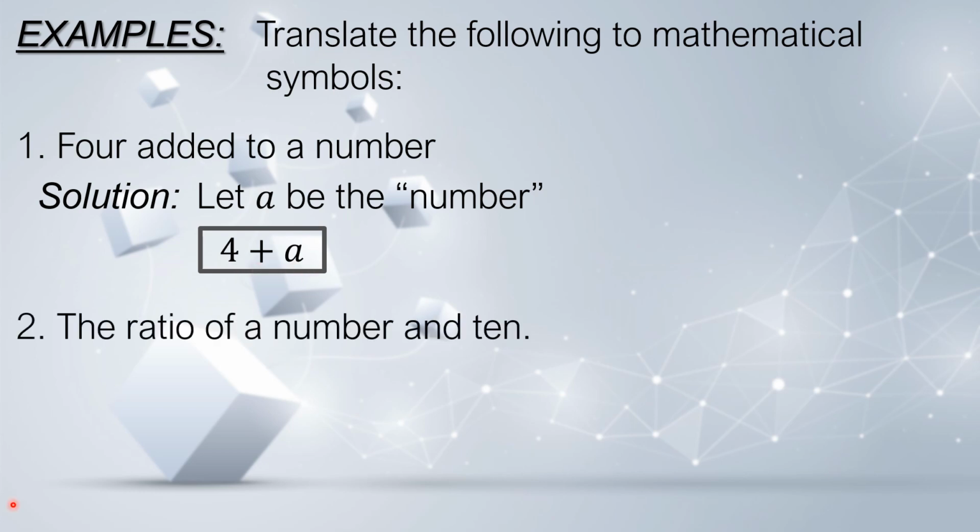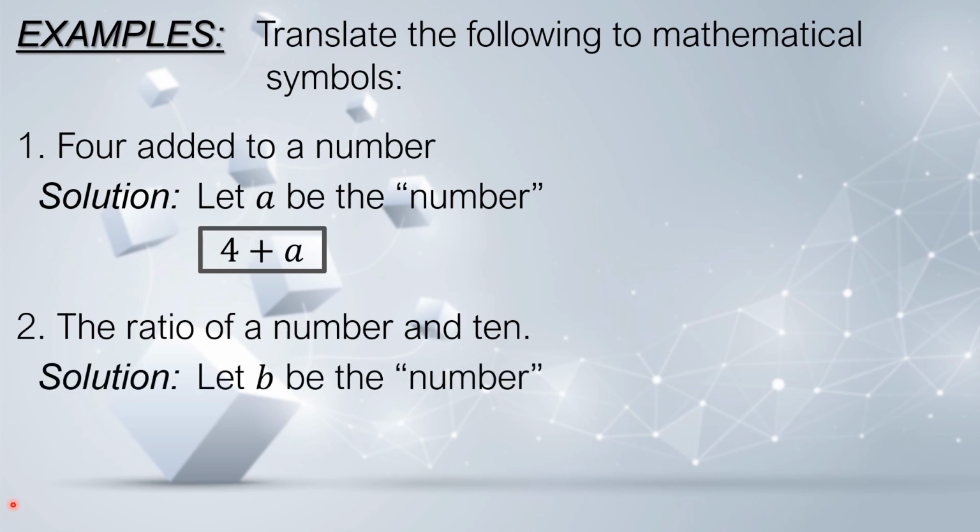Second example, the ratio of a number and 10. So again, the solution, let B be the number. So dito kahit anong variable ang gamitin nyo simula A hanggang Z. So dito naman sa ating pangalawang expression or verbal phrase, gamitin natin yung variable B para sa the number. And then, the keyword is ratio of. So under nga ba ng ano ang ratio of? So iyon ay sa division.